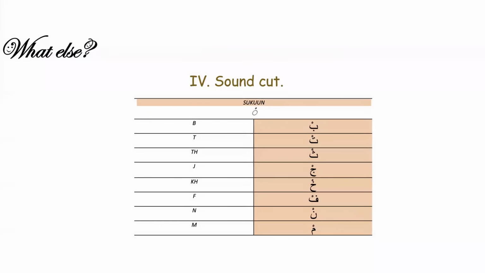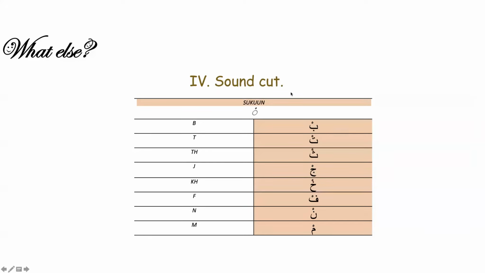Now, the fourth case, when we are talking about the sound cut. In this case, we are dealing with the sukun. Sukun means a tiny circle found on the letter. It's not under the letter, it's not on the right or on the left side, it's only in one position, on the letter. So in the case here, the B would be b, next one t, then th, then j, h, f, n, m.